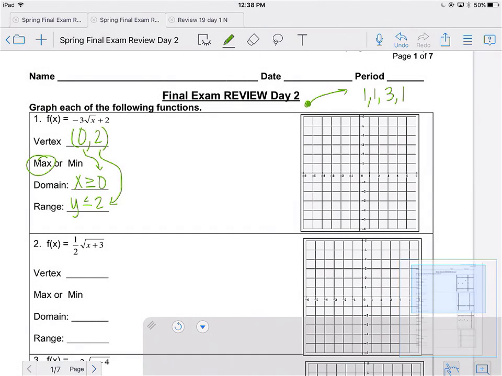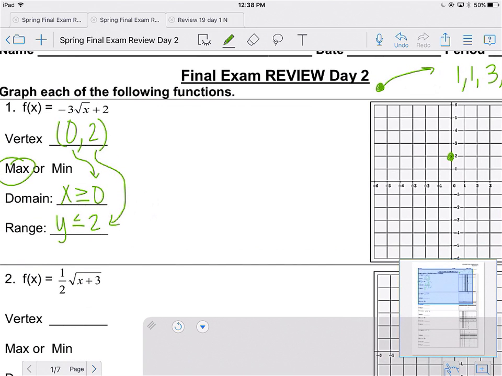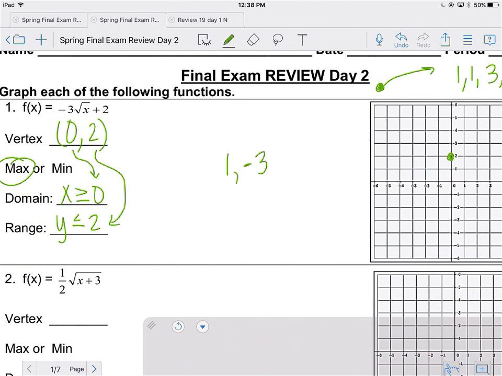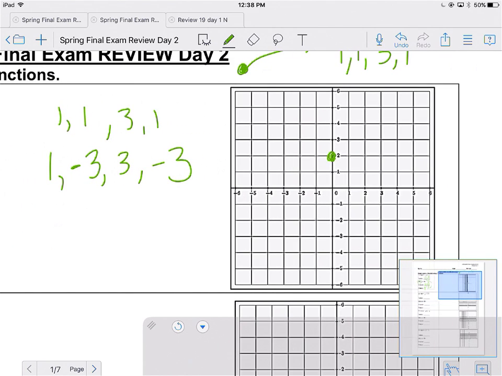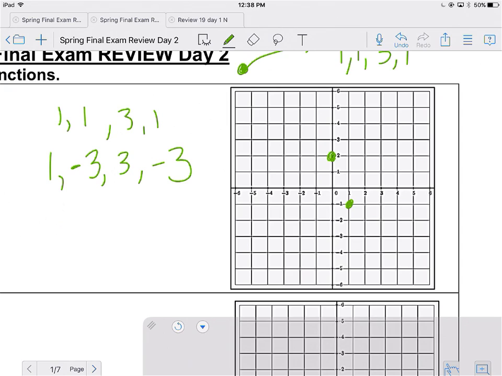So I go to 0, 2 to start. This has a negative 3 in front, so every other number in my pattern is going to be multiplied by negative 3. So we normally have 1, 1, 3, 1. So every other number is multiplied by negative 3. So I go right 1, down 3, right 3, down 3.